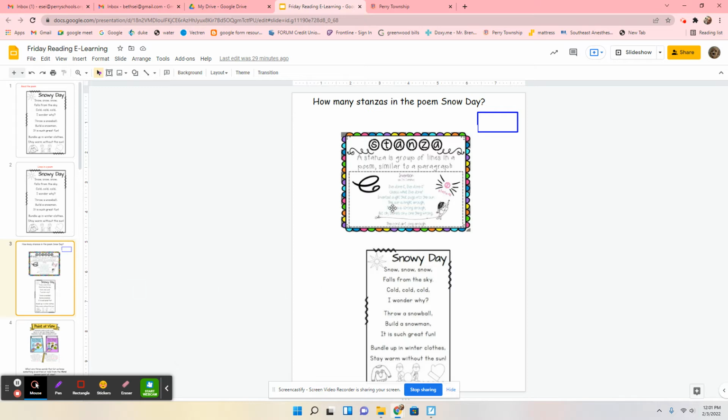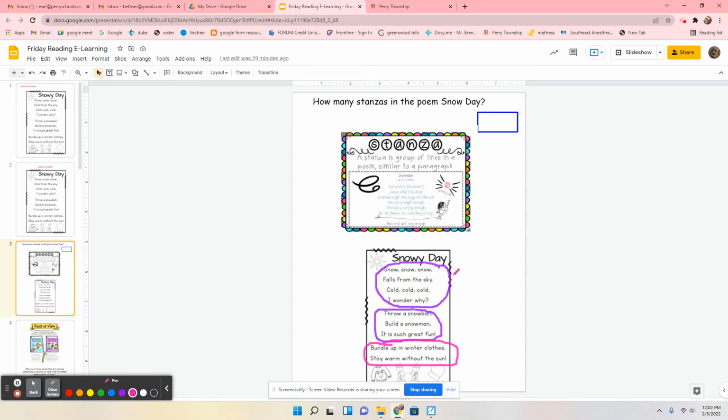Speaking of stanzas, let's take a look at what a stanza is. If you remember from class, a stanza is a group of lines in a poem, similar to a paragraph that we write in writing. So if I take a look at this poem, I can see that here is a stanza. All of the lines are close together and then there's a break. Here is a stanza. And here is the last stanza.